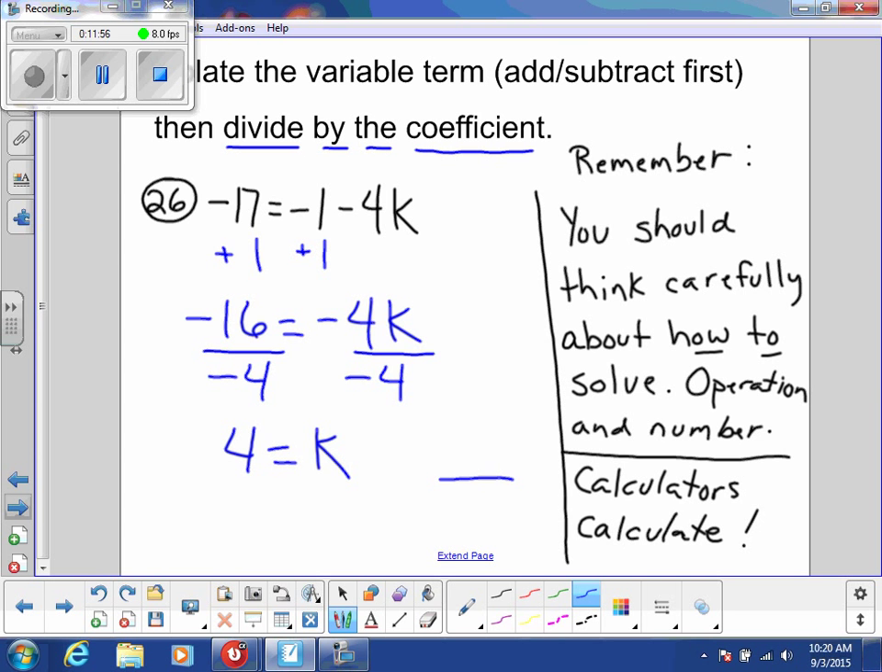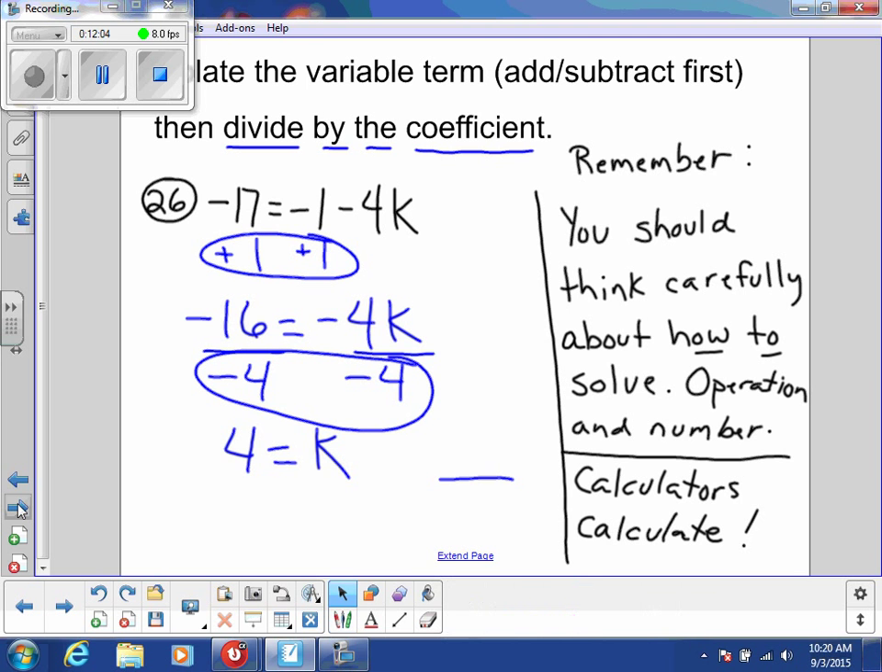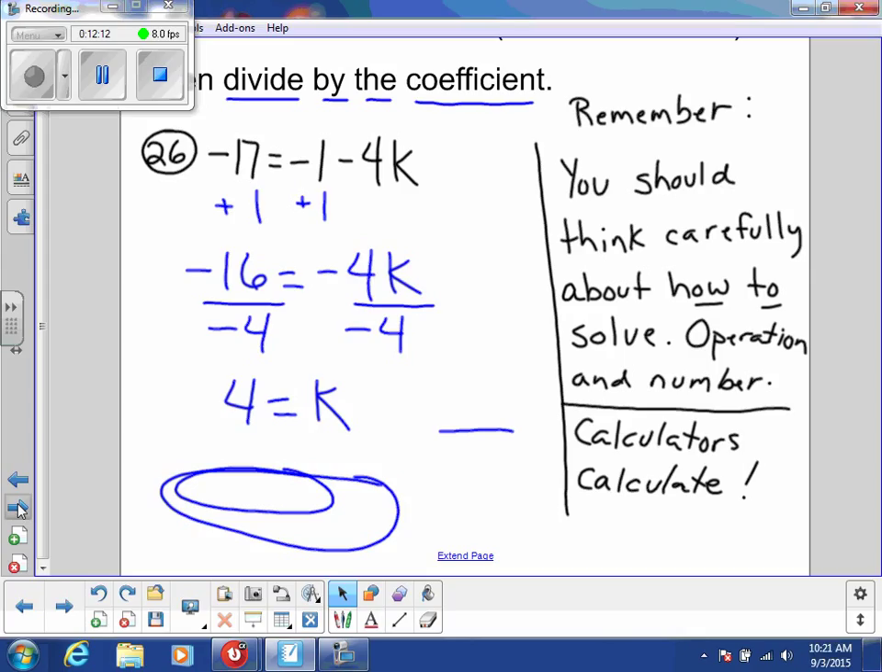Other than the places where I showed what I did to solve, here and here, each line of my equation should be a true statement. Complete equation, so you have equals all the way down. What you need to remember is that you, the student, should be concentrating on how to solve equations. Think about what operation and what number. Let the calculator do the calculating. There's no reason to make arithmetic mistakes when you have a calculator. So good luck on test 3 tomorrow.